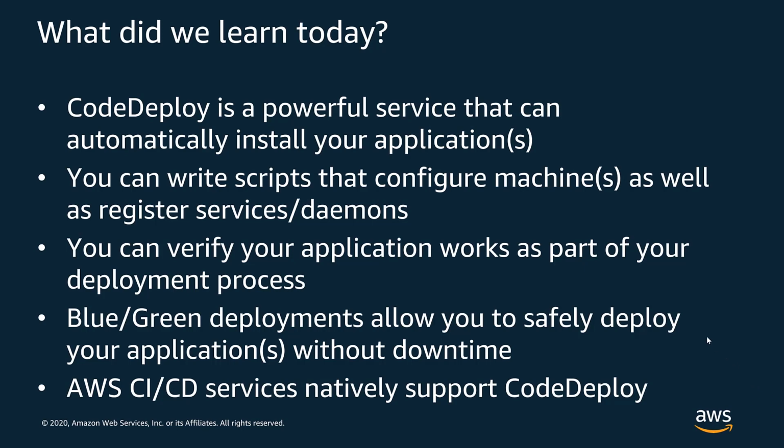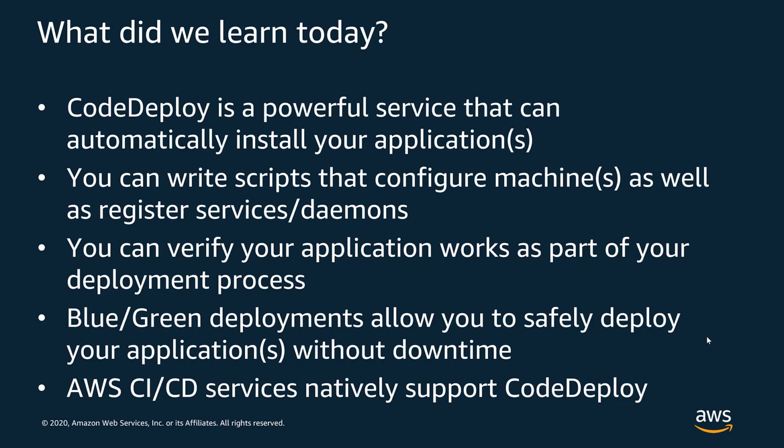All right, so let's review what we went over in this video. First, we took a look at how CodeDeploy works and how you can use it to automatically install your applications on EC2 or even on-premises machines. As part of this, you can write scripts that are run as part of your CodeDeploy deployment, and not only can they help configure the machines, they can also do things like register daemons or services if you want to have your applications running whenever the machine is running. You also have the ability to have a validation step that will confirm that your application is actually working properly before you will allow the deployment to indicate whether it succeeded or failed.